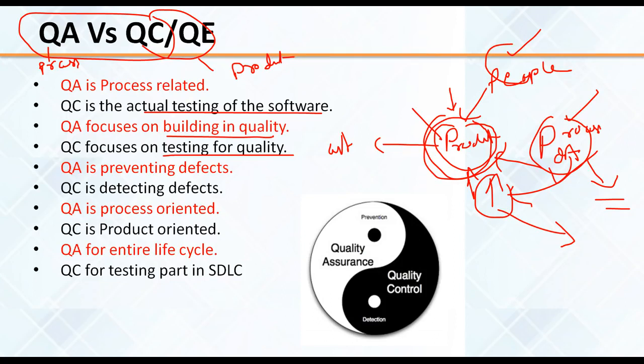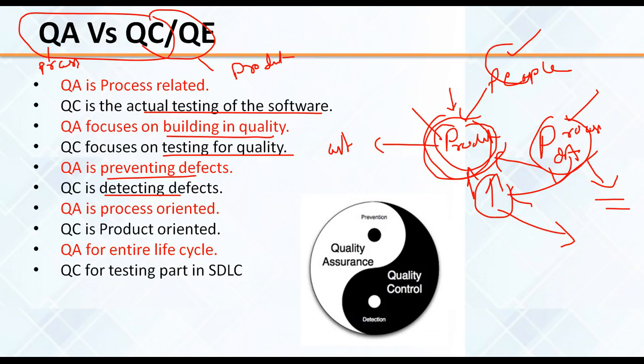And QA is preventing defects, QC is detecting defects. Prevention means before the defect comes, we need to follow the process correctly. There is no chance to get the defect. Detection is suppose there are any defects, we need to find them out. Already defects are there, then we have to find them. That is detecting. Prevention means should not have any defects. For that, whatever activities we have to do as a prerequisite, we should conduct them. So that is prevention, right?